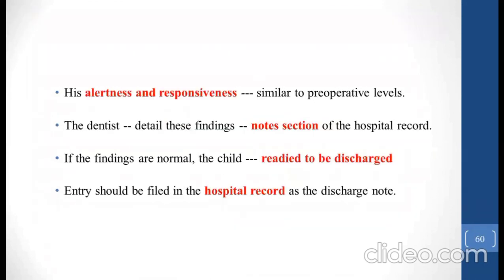The child should be taking fluids and eating his regular diet, and he should have voided. The child's alertness and responsiveness should be similar to the preoperative levels. The dentist must detail these findings in the note section of the hospital record. If the findings are normal, the child should be ready to be discharged, and this entry should be filled in the hospital record as the discharge note.